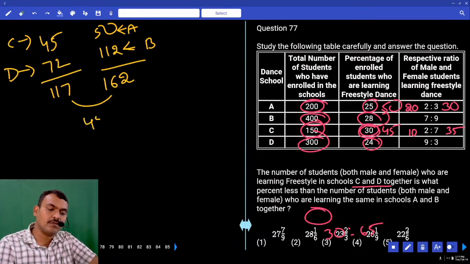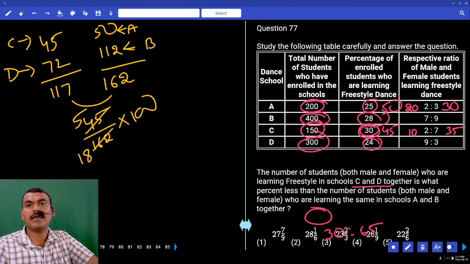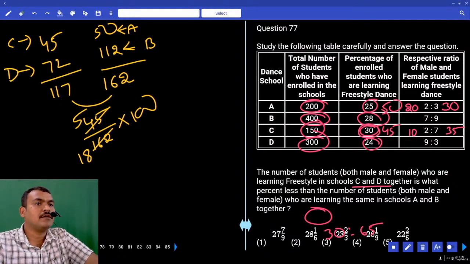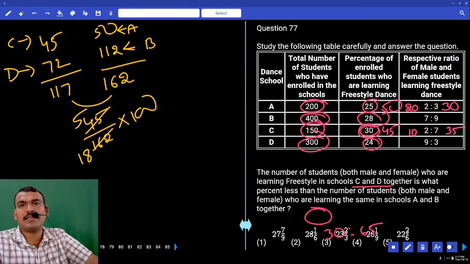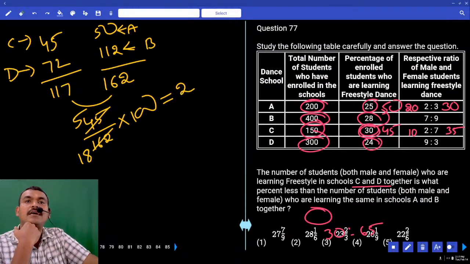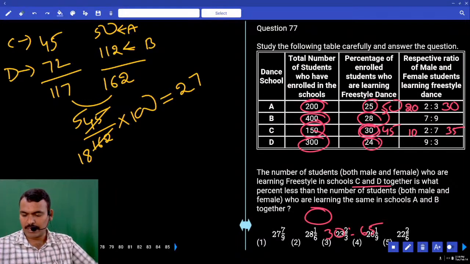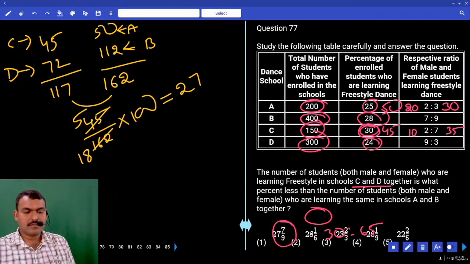45 upon 162, into 100. 9 how many times? 5 times. 9 how many times? 18 times. It is 500 by 18. 500 by 18 means less than 30 times or more than 30 times? Less than 30 times. 500 by 18 means 18 times 2 is 36, remaining value 140. 140 means it is almost 7 times, 18 sevens, but less than 8 times. More than 27 times but less than 28 times. What is the nearest value? 27 and 7 by 9.